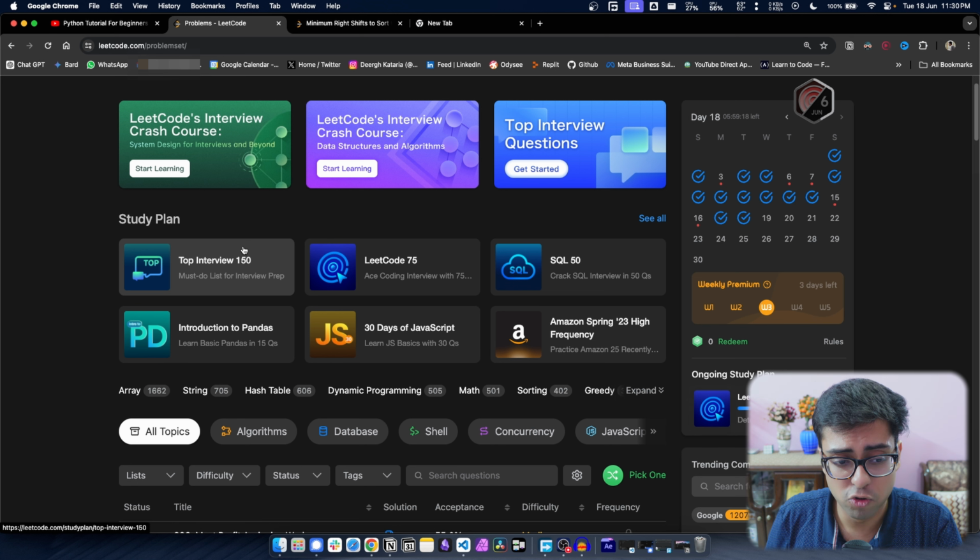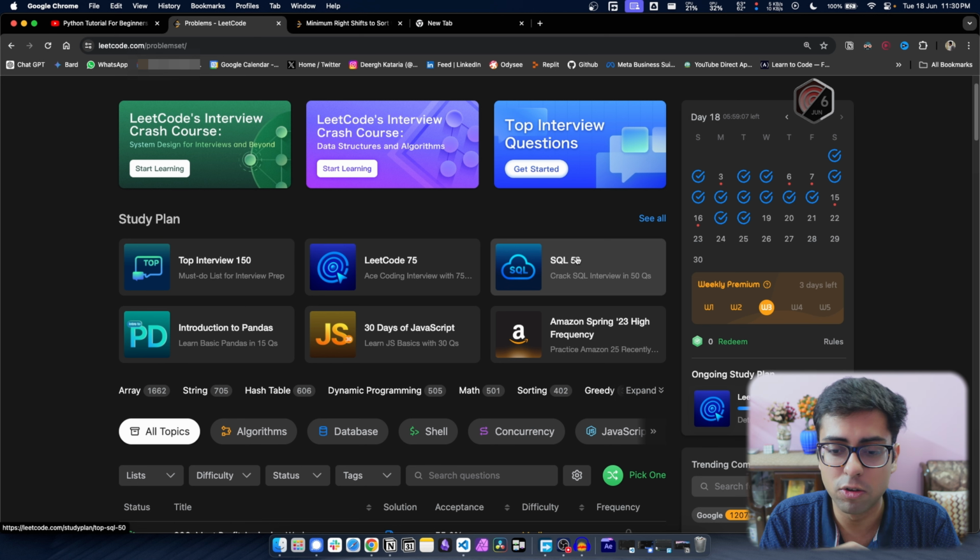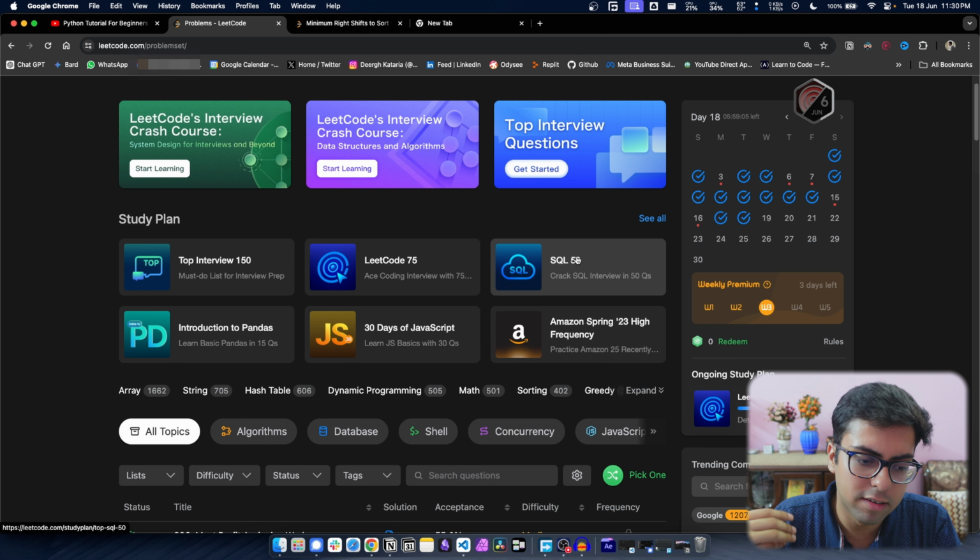I haven't personally jumped into that. I have touched a little bit of LeetCode 75. I've dipped my toes in this. Then SQL 50 is good because in certain job interviews, you also have to go through SQL. For example, I'm preparing for data science, and they often ask SQL and pandas. This is what they ask.